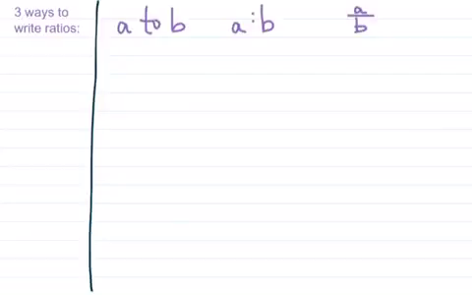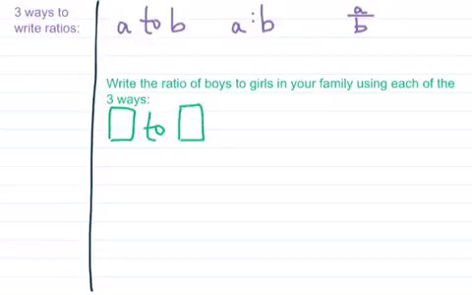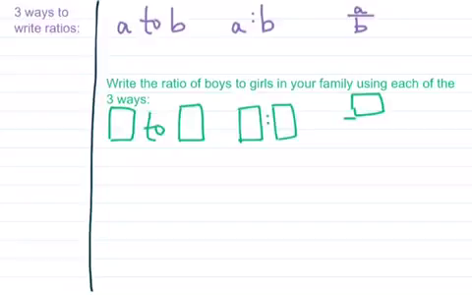Next, we would like you to write the ratio of boys to girls in your family using each of the 3 different ways. So you are going to use the word to, and you're going to put the number of boys in that box and the number of girls in that box. And then you're going to do the same thing here using your colon. Boys to girls. Since boys is written first, that needs to be the first number written. And then you're going to put boys to girls. So fill in those boxes according to your family.